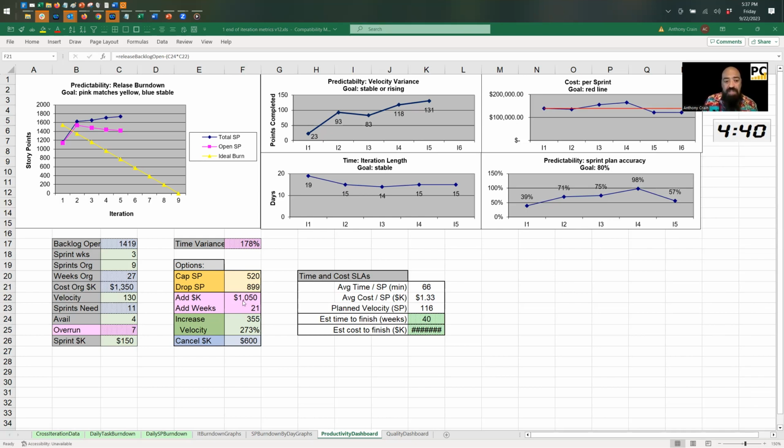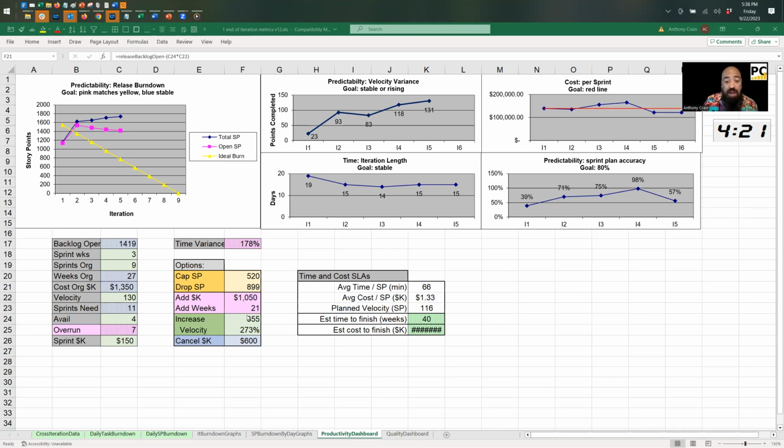Now, the other possibility is that we need more. You know what? Go the extra 7. These 7 sprints of overrun, let's just go for it. And so that's going to cost you 7 times 150, which is $1 million extra over the original 1.3. So now you're at 2.3 million. Is it still worth it for the original scope?